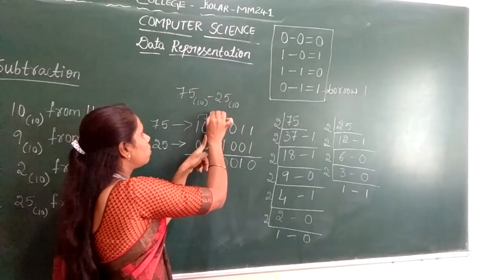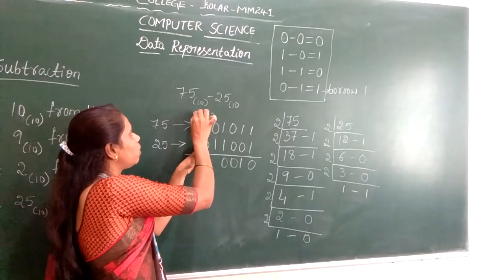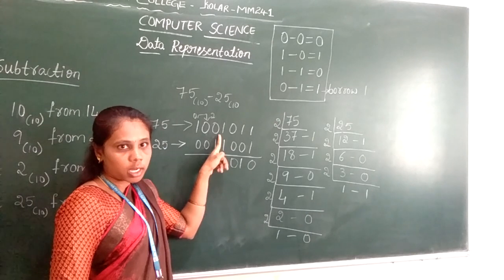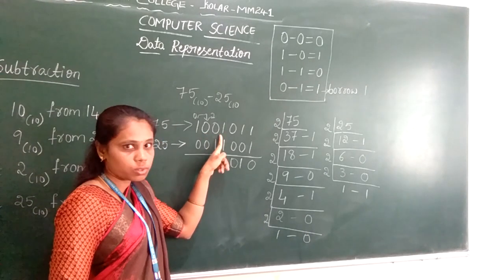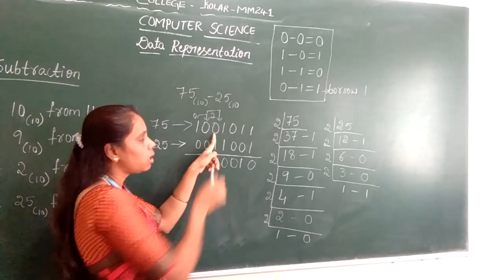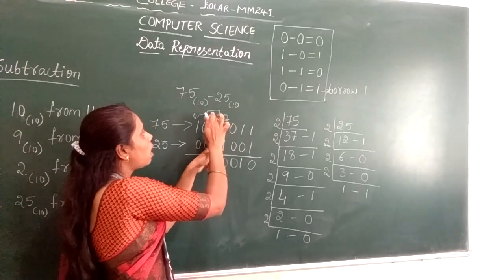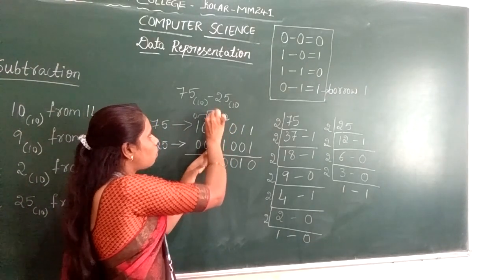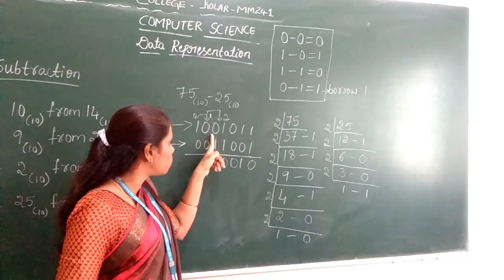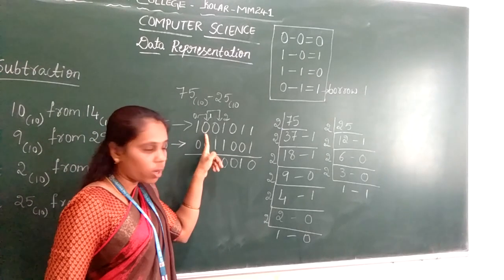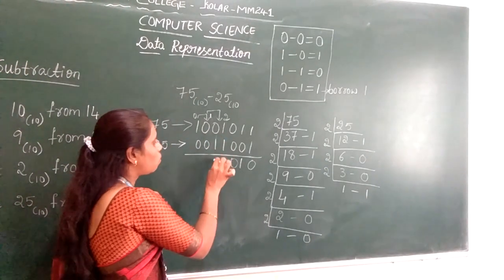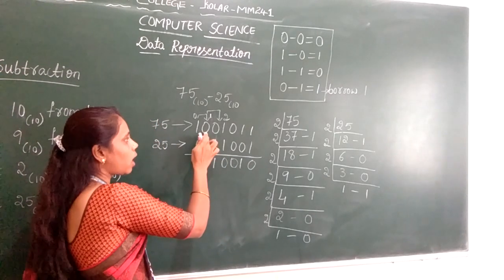Here it will become 2 and here it will be 0. And again we should borrow 1 from this position. When we borrow 1 from this position, here it will be 0 and here it will become 1. Because when we are borrowing 1 from this position, here it will become 1 and here it will be 2. So 2 minus 1 is 1 and here we have 1 left out.